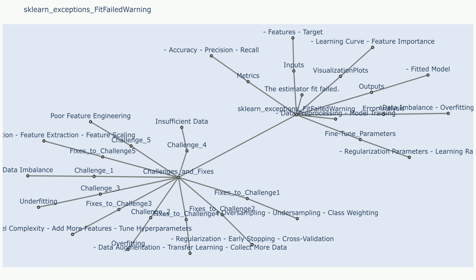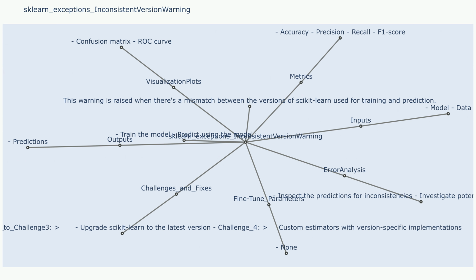SKLearn exceptions. Inconsistent version warning. Description. The inconsistent version warning in SKLearn is a warning that indicates a potential issue related to the version of SKLearn being used and the versions of other libraries that SKLearn depends on. It warns that the combination of versions might not be fully tested and may lead to unexpected behavior or errors.